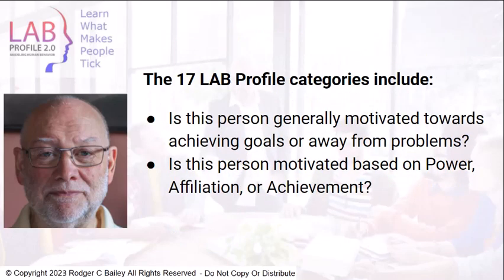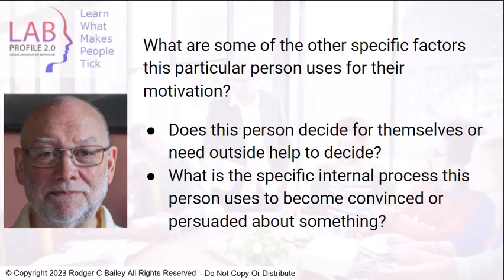The 17 LAB Profile categories include: Is this person generally motivated towards achieving goals or away from problems? Is this person motivated based on power, affiliation, or achievement? What are some of the other specific factors this particular person uses in their motivation? Does this person decide for themselves or need outside help to decide? What is the specific internal process this person uses to become convinced or persuaded about something?